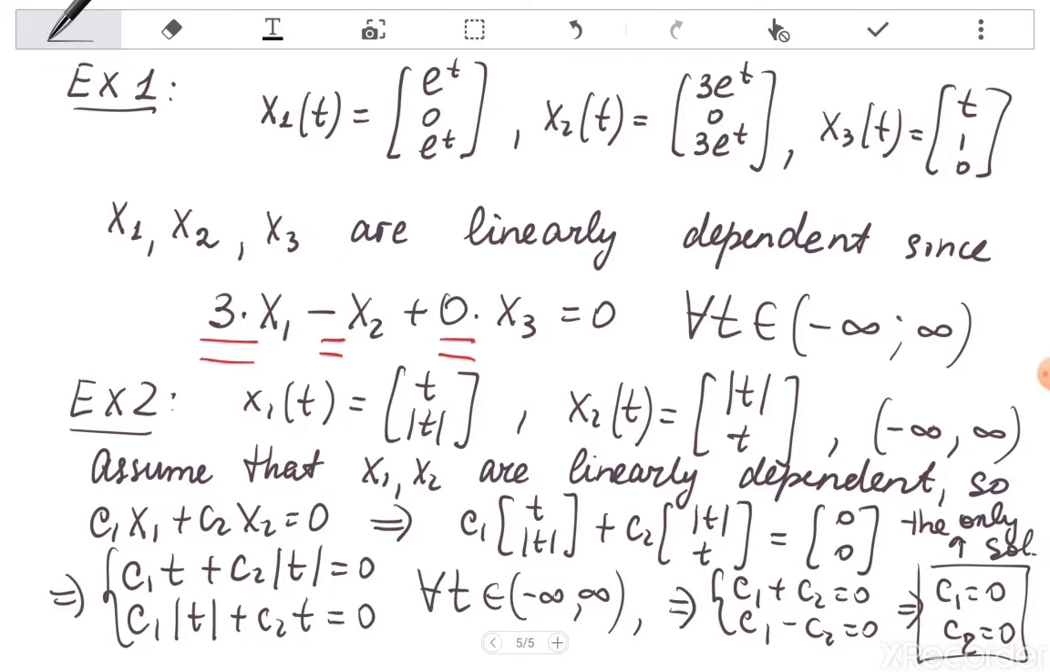So it means that the system is linearly independent, because we cannot find c1 and c2, not all zeros, to get such a combination. So it means that x1 and x2 are linearly independent. Okay.